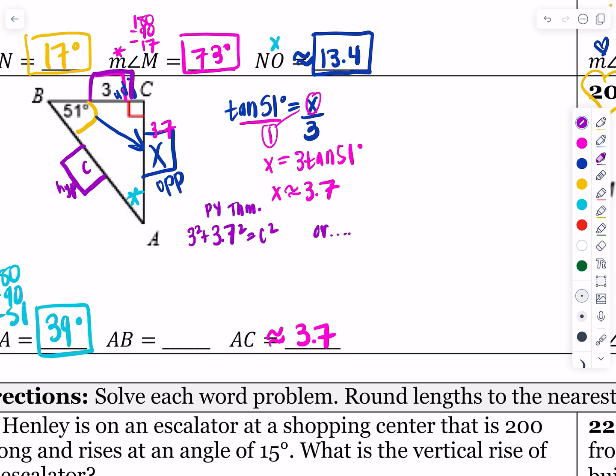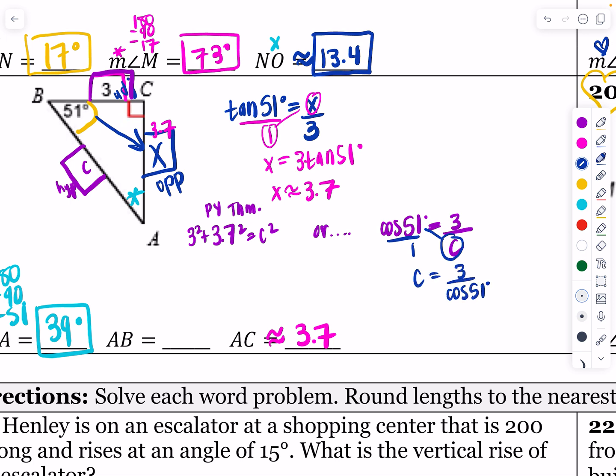So from 51, that's cosine. So that's going to be the cosine of 51 degrees equals adjacent 3 over hypotenuse c. Again, we put this over 1. We cross multiply. C is going to end up being multiplied by cosine of 51, so I'm going to have to divide by the cosine of 51. So C is going to be equal to 3 divided by the cosine of 51 degrees.